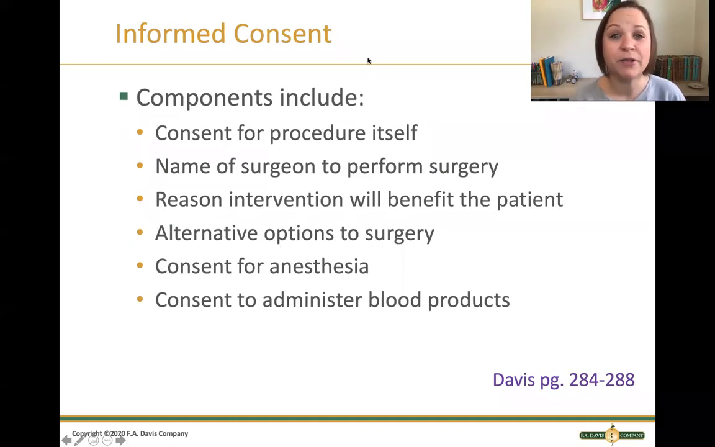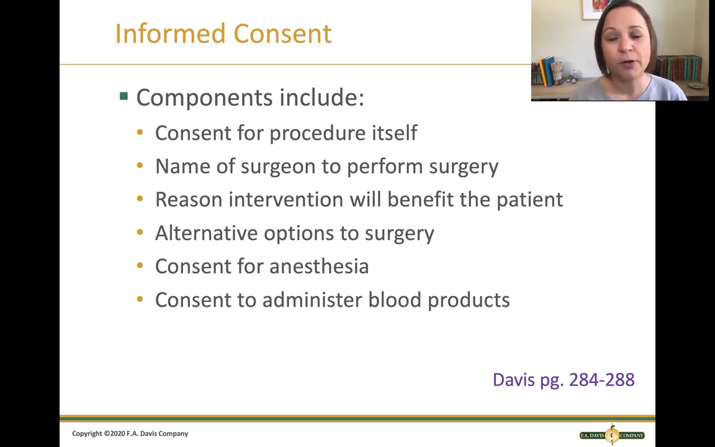So let's talk a little bit about the documentation required for pre-op. Informed consent is a consent form that the patient must sign, and the components have to include the following: consent for the procedure itself, the name of the surgeon who's performing it, the reason why this would be a benefit to the patient, what the alternative options are to surgery, the consent for anesthesia to be put under for the surgery, and that includes intubation, and then consent to be administered blood products if needed during the surgery. Remember, we can't get blood consent during the surgery if the patient needs it because they'll be under anesthesia.